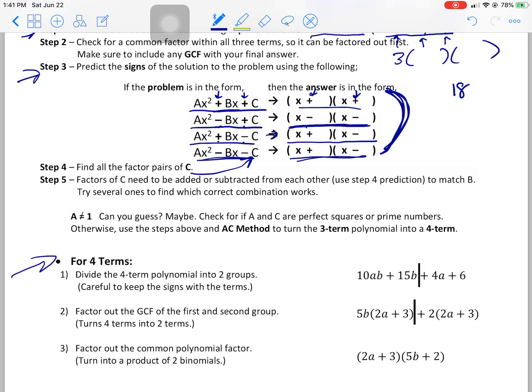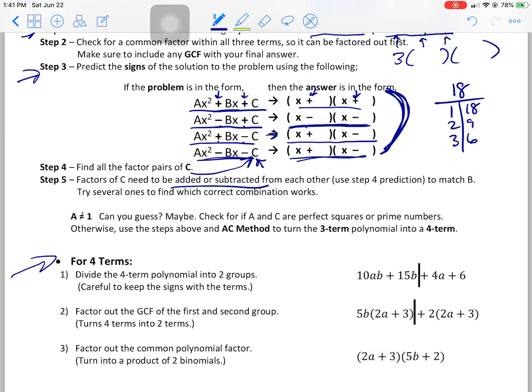So let's say I'm trying to factor an 18. That's 1 times 18, or 2 times 9, or 3 times 6. Those are factor pairs. So if that was an 18, those are all the different combinations of two factors I could use when I'm factoring. Okay? These pairs need to be added or subtracted from each other to match the signs.